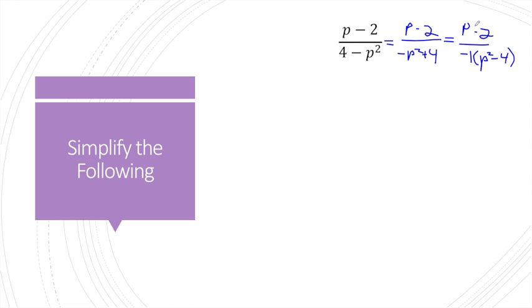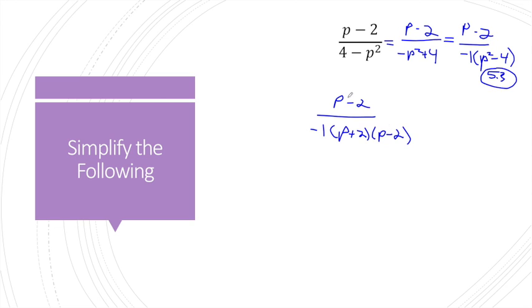Now, my numerator is fully factored. My denominator has a negative 1 pulled out of it. But I've got P squared minus 4. What is this? Well, this is a difference of squares, right? This is from section 5.3. If you need to go back and review, that's a 3. So this is going to factor to P plus 2 times P minus 2. If I foiled this back out, I'd get P squared minus 2P plus 2P. Those terms would cancel, and then a negative 4.